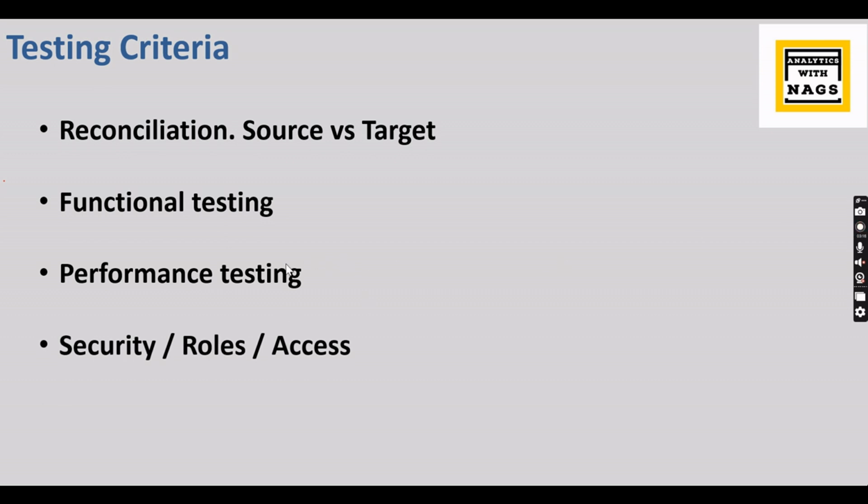Next is security, roles and access. This is very important to prevent accidental sharing of reports with unauthorized users. You can test these things if the report has RLS. If it is a generic report, there is no point in this, you can skip this testing, but you need to focus on this as well.